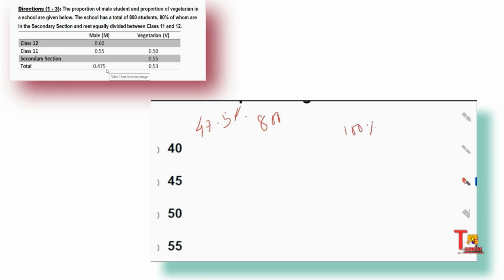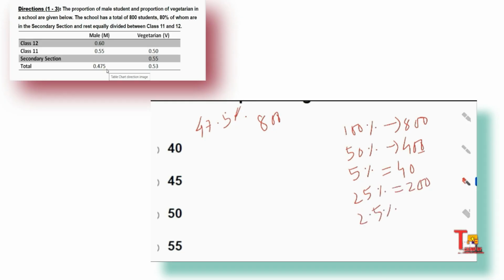Okay, so 100% of 800 is 800. Okay, and 50% of 800 is half, right? So 400. Okay, so 5% is, just remove a zero from here. Okay, 40. And 25% is just half of 400, that is 200. Okay, and 2.5% is, just remove a zero from here. I mean, just put a point here. Okay, so that is 20. So we have calculated this, right?